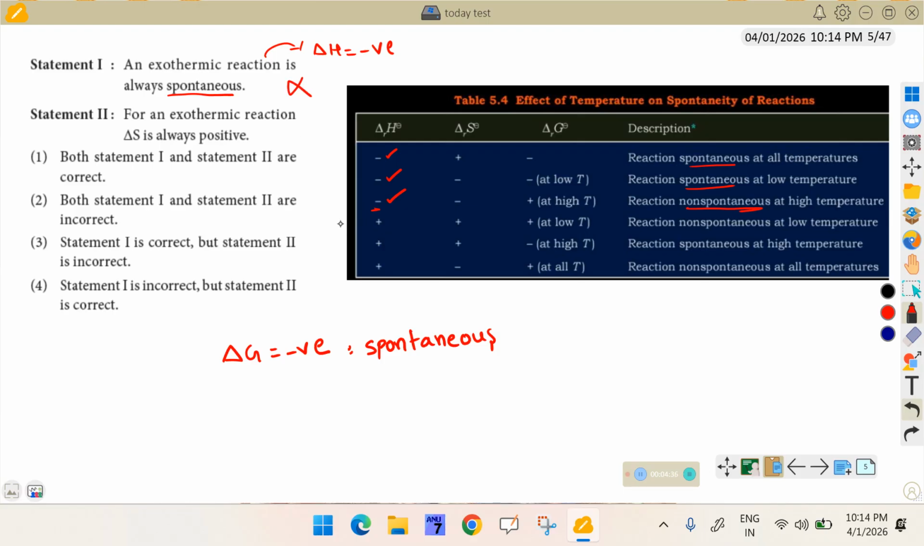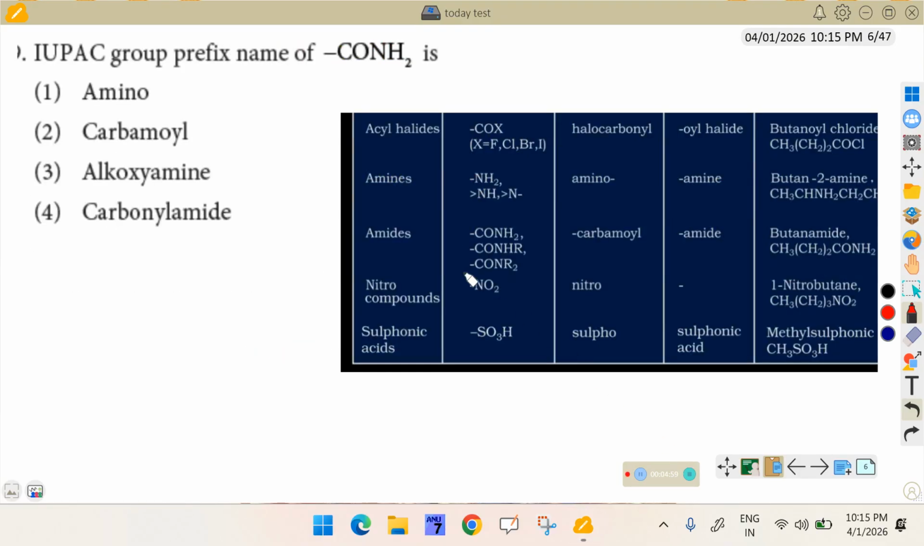First statement wrong. For an exothermic reaction, delta S value is always positive. Exothermic reaction, delta S value positive. Exothermic reaction, delta S value negative. This is also wrong. So both the statements are incorrect. IUPAC group prefix of CONH2. CONH2 is amide. Prefix is carbamoyl.